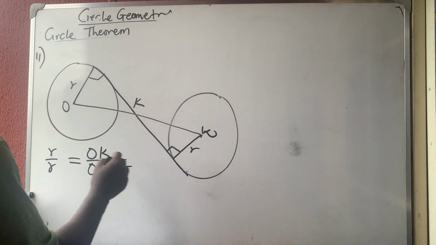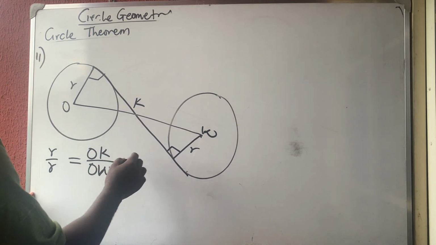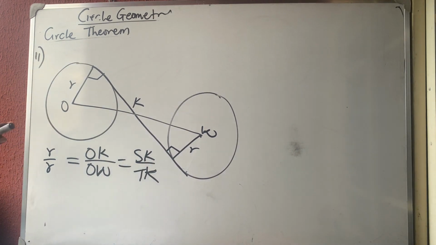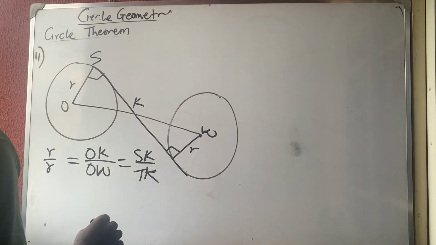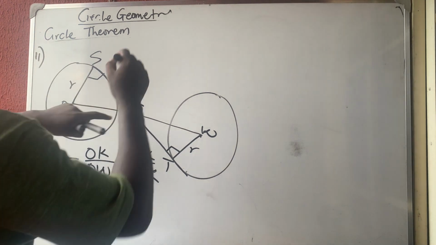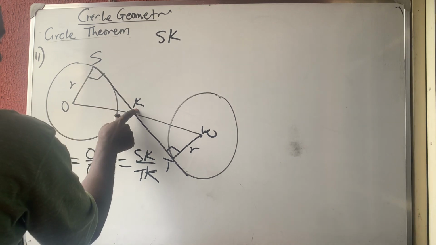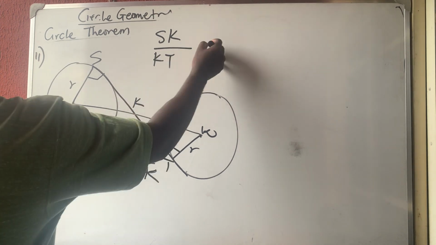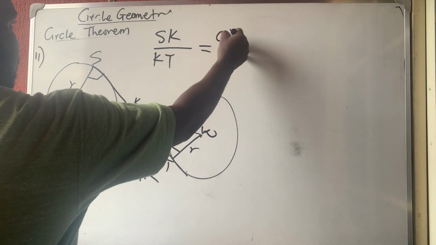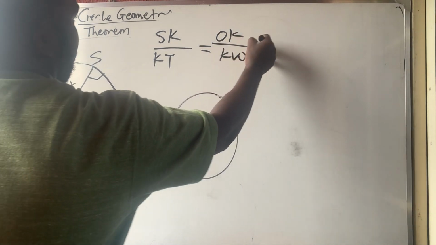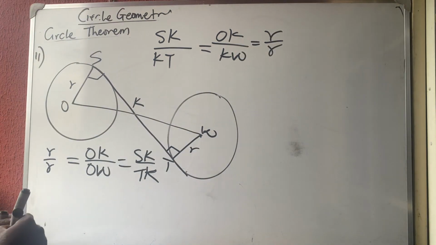And it is still equal to SK over TK. Here is my S, and here is my T. So this one is simply saying that this over that, SK over KT, is equal to the other one over KW, and they equally say that it is equal to the radius. So that is that. In our next video we solve problems on that.